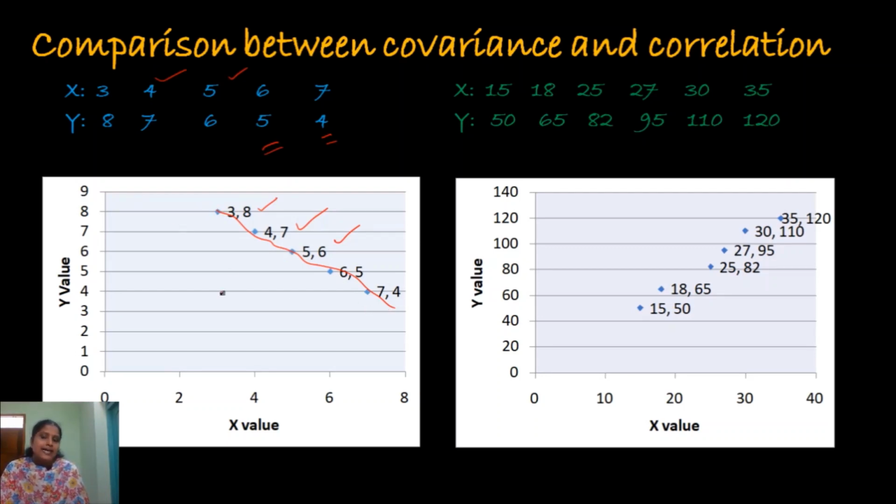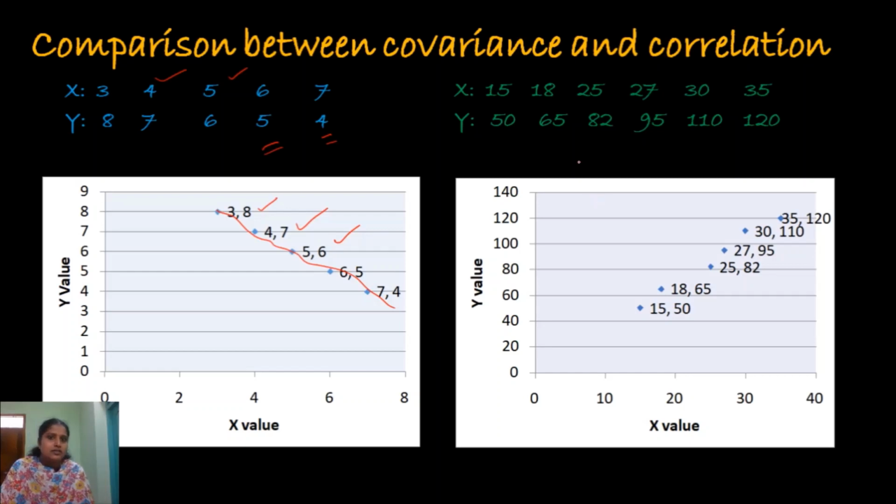So this means there exists a negative relationship between the two variables. Based on this scatter plot, we just get an idea about the direction of the relationship, but to determine the actual relationship between these two variables, we go for the formula for calculation of covariance and correlation. From this graph itself, it gives an idea that there exists a negative relationship.